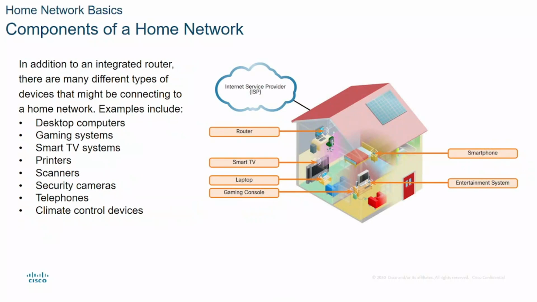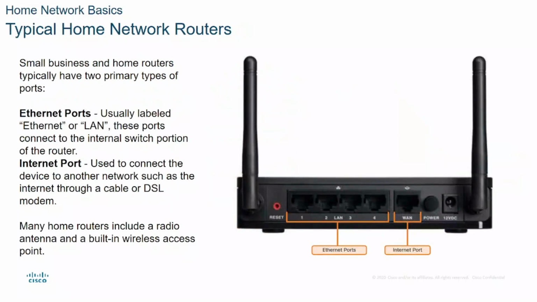So what are the components of a home network? Apart from the router, we could have devices that are connected to the home network, and that's what makes up your smart home or your home network. You could have your smart television, your laptop, your console, your printers, your scanners, your telephone, your IoT devices, like your smart refrigerators, smart air conditioners. So these are what make up your home network.